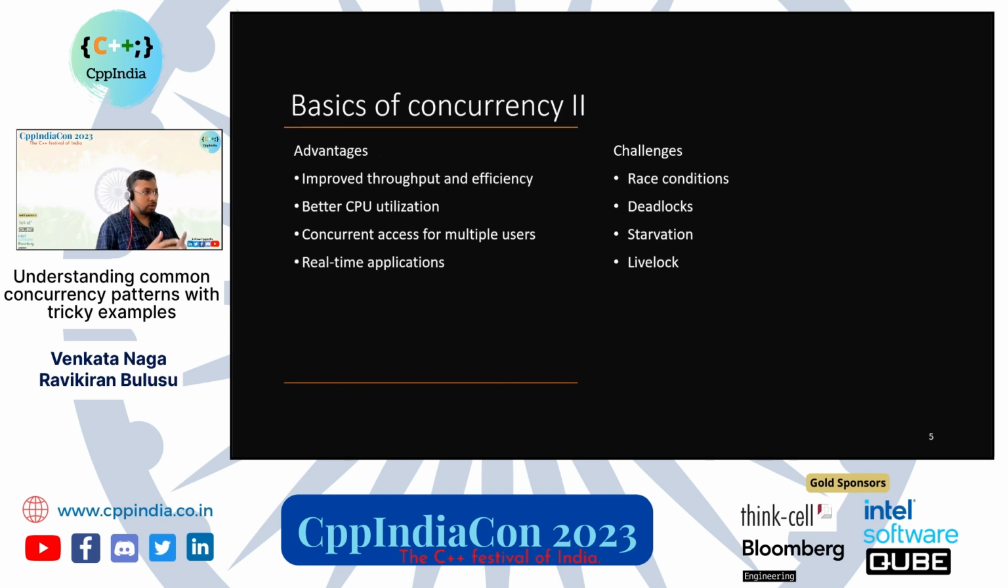So that is concurrency, and these are the advantages we get when we use concurrency: improved throughput and efficiency, better CPU utilization, concurrent access for multiple users, and it is also used for real-time applications. Of course, it poses a lot of challenges. How to design and tailor-make those data structures is quite critical. The challenges in general are race conditions, deadlocks, starvation, and livelocks.